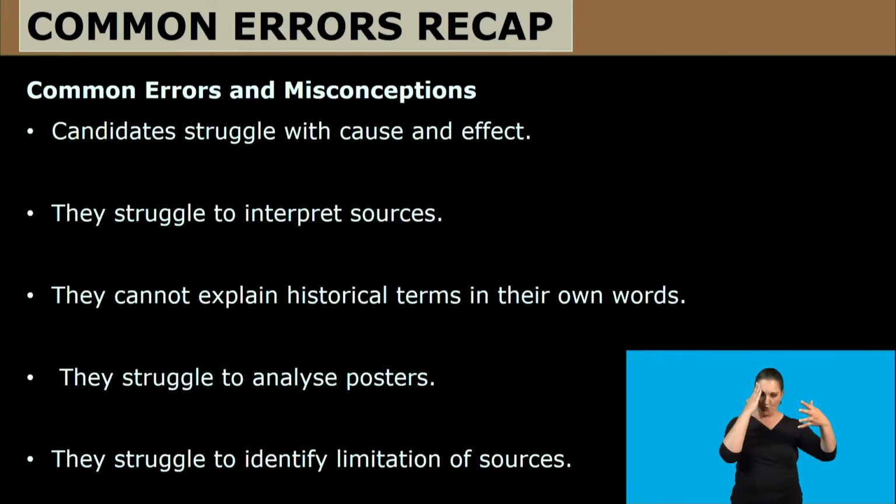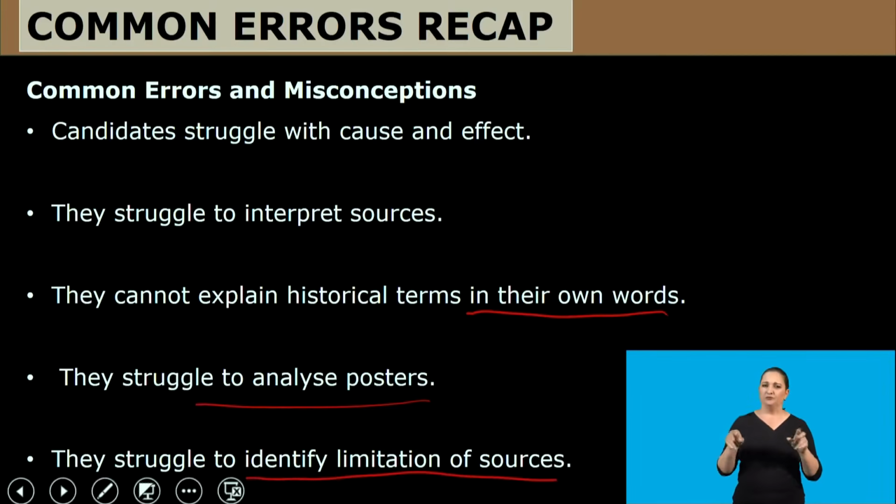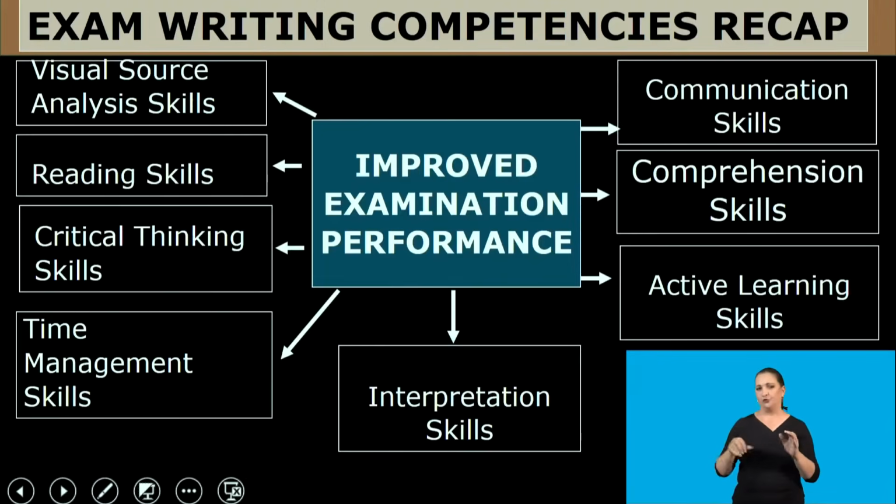Remember, I also told you that the common errors that students make are not seeing cause and effect, struggling to interpret sources, and not being able to explain historical terms in their own words. Very important. Also, analyze posters, look for those visual clues. That's another very important thing. And also identify limitations of sources. Remember, I told you reading the caption is very important in order to analyze those sources.